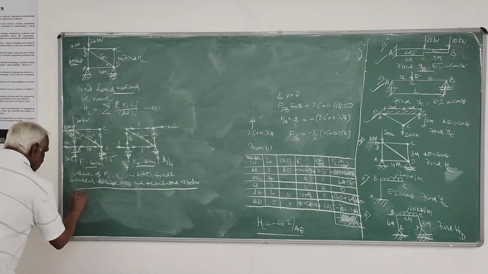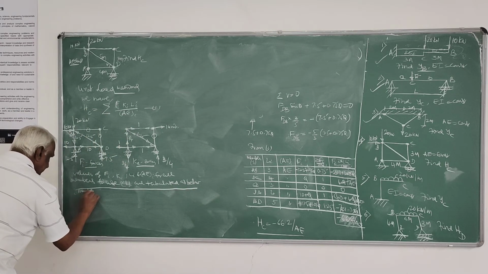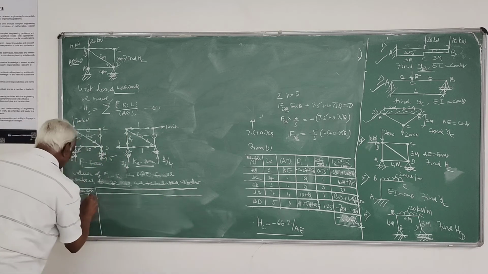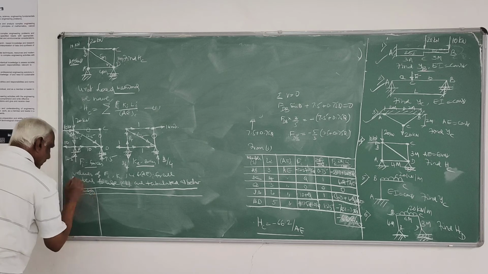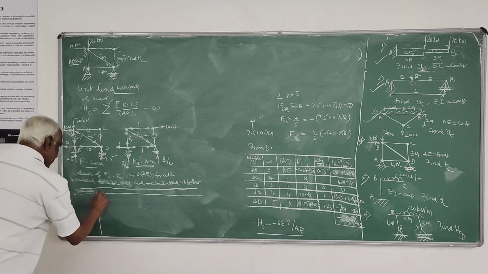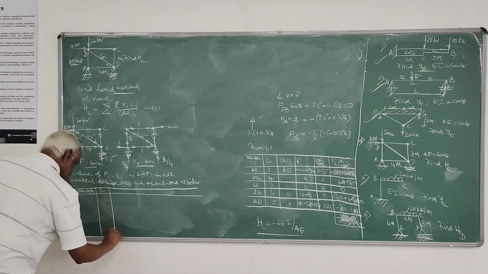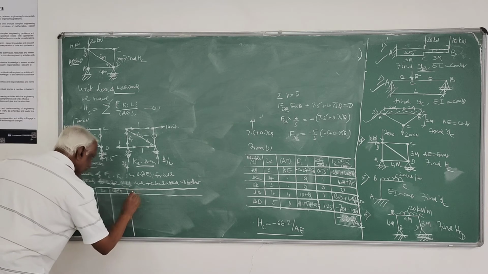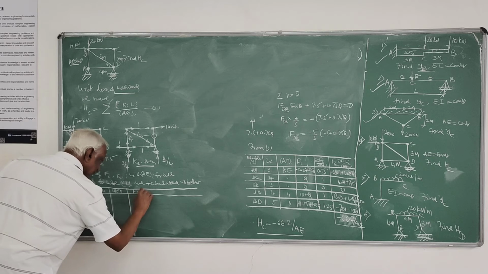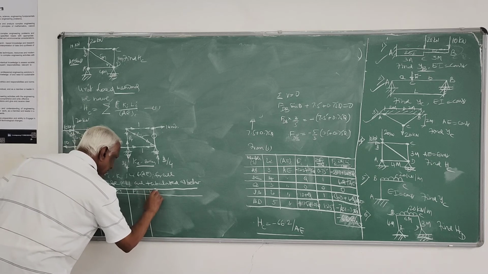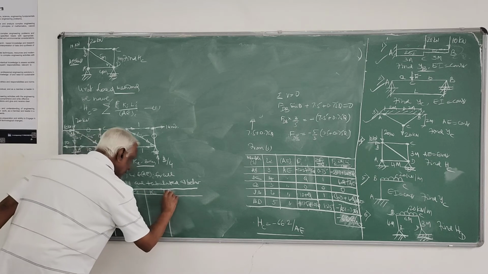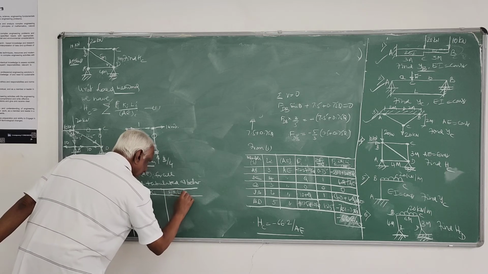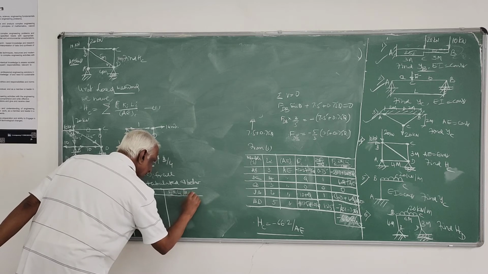I'll write it. So member I, any member I, and Li, AEI, then Fi, Ki, then Fi, Ki, Li divided by AEI.